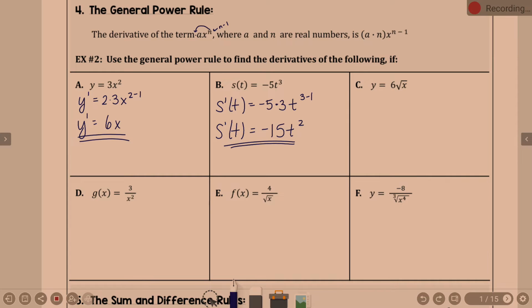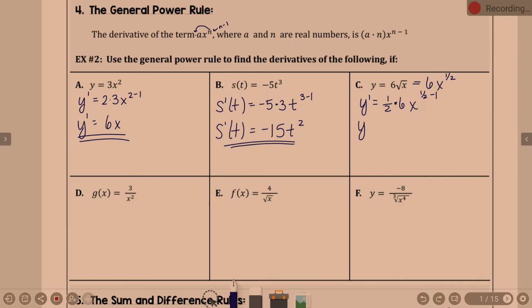What do you know about c? y equals 6 square root of x. Before we do that derivative, realize that this is 6 times x to the 1/2. So anytime you see any type of root, radical, change it to a fractional exponent. So y prime, what am I doing? 1/2 times 6, times x to the 1/2 minus 1. Okay, x to the 1/2 minus 1.